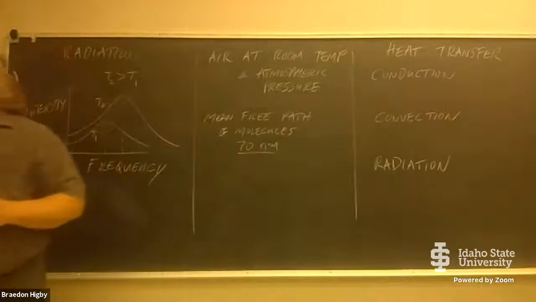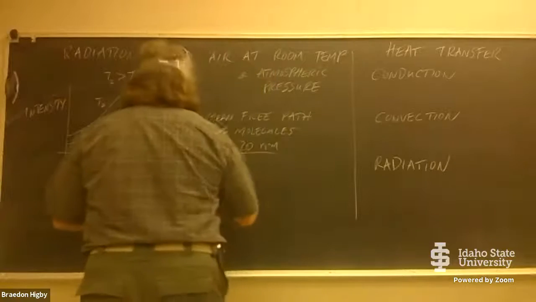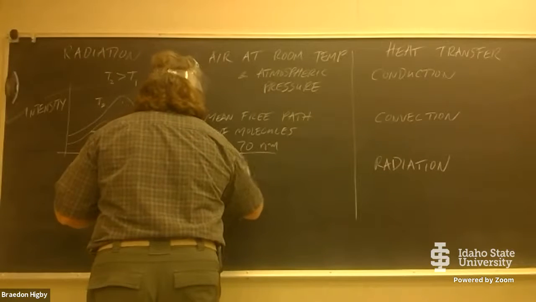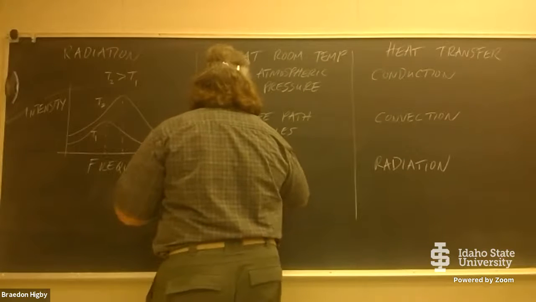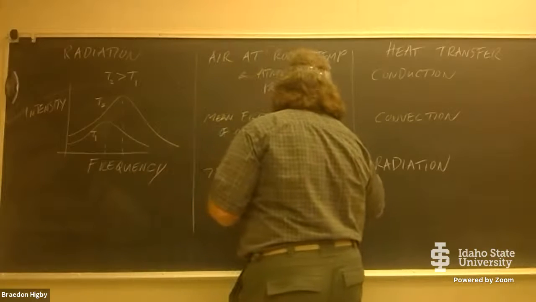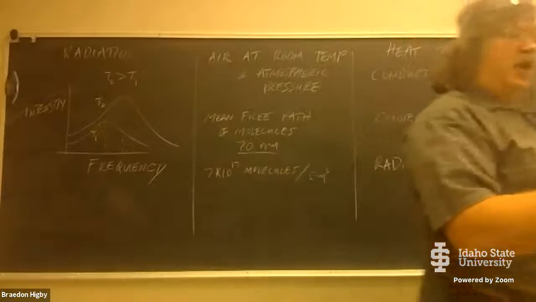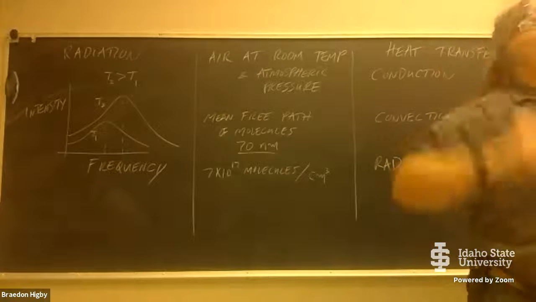It's about 70 nanometers, which is a teeny fraction of a millimeter. Thinner than your hairs. We're talking about really extremely short distances before an air molecule collides with another molecule. And we have about 7 times 10 to the 17 molecules per cubic centimeter. So basically, in a volume of air about the size of the end of your thumb, you've got almost 10 to the 18th molecules.